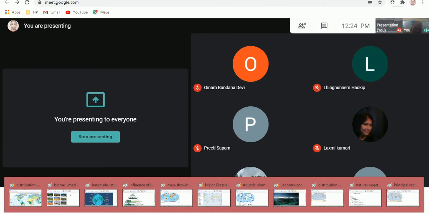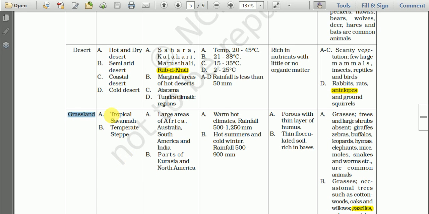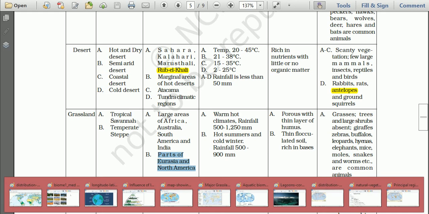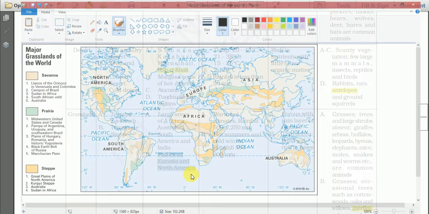So for the grassland biomes, first let us read. Here 2 main types of grasslands are there: tropical savanna and temperate steppe. Savanna here means tropical grassland, and the other one is the temperate grassland. Tropical savanna locations are given here: large areas of Africa, Australia, South America and India. Then for the steppe, temperate grassland, we have part of Eurasia and North America. So here we have a map showing major grasslands.